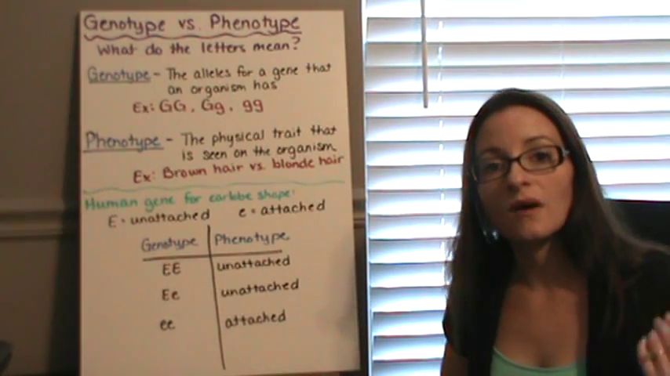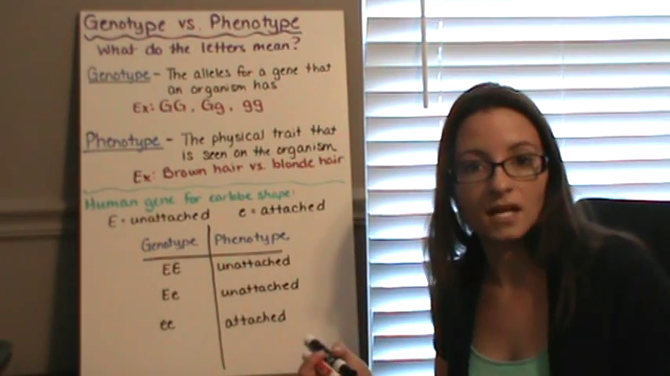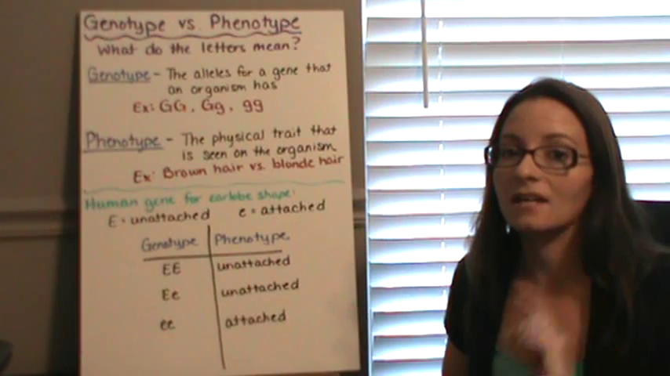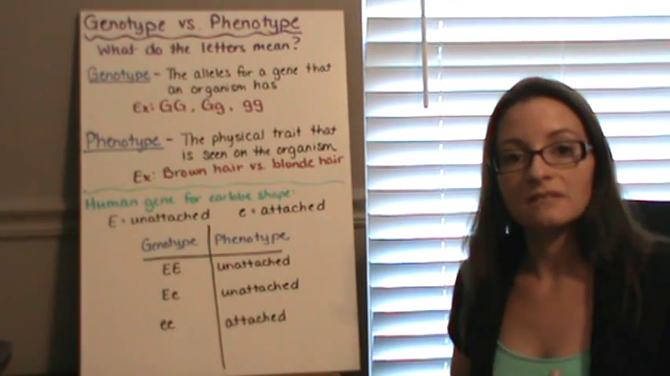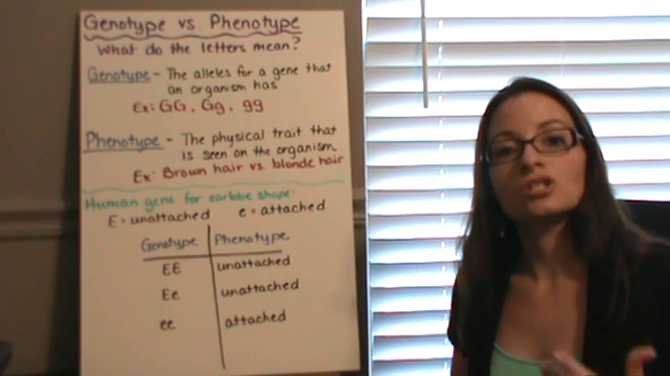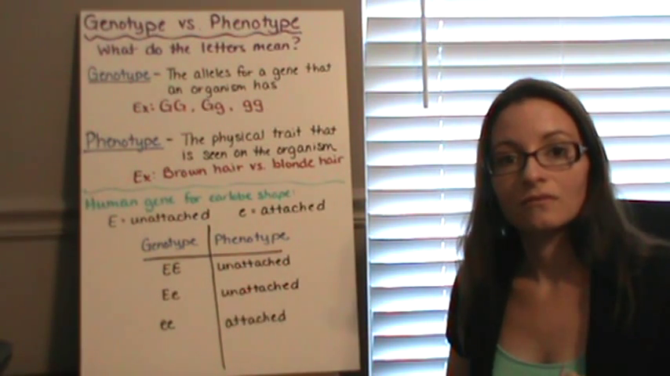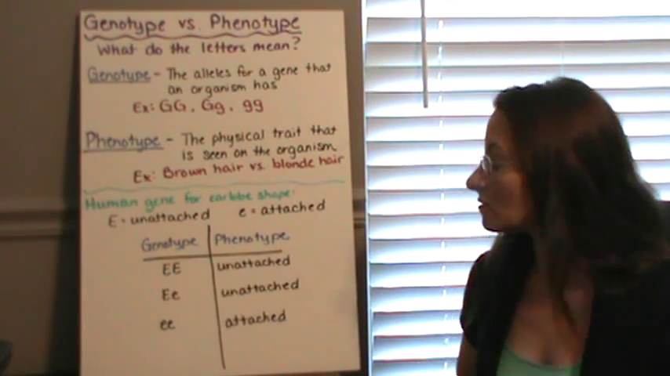So does that organism have brown hair? Does that organism have blonde hair? Do they have attached or unattached earlobes? And there are some genotypes that would be different genotypes, but would show the same phenotype. Okay, so that's why we distinguish between genotypes and phenotypes.